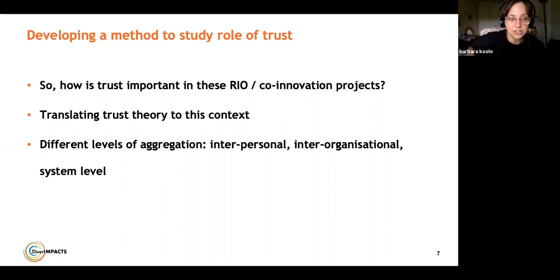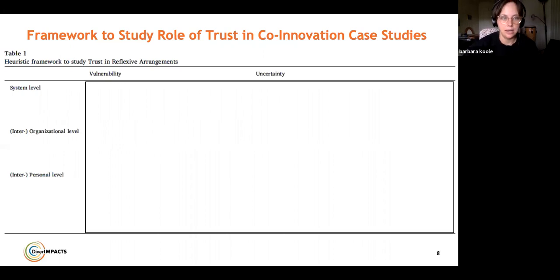And on this system level, a lot of things can happen, as we will see when I'm discussing my empirical results, that influence what is happening inside of the co-innovation projects. So this separation is represented here in the framework that I developed in my first article to study the role of trust in this context. I separate between the interpersonal level, inter-organizational level, and system level of aggregation.